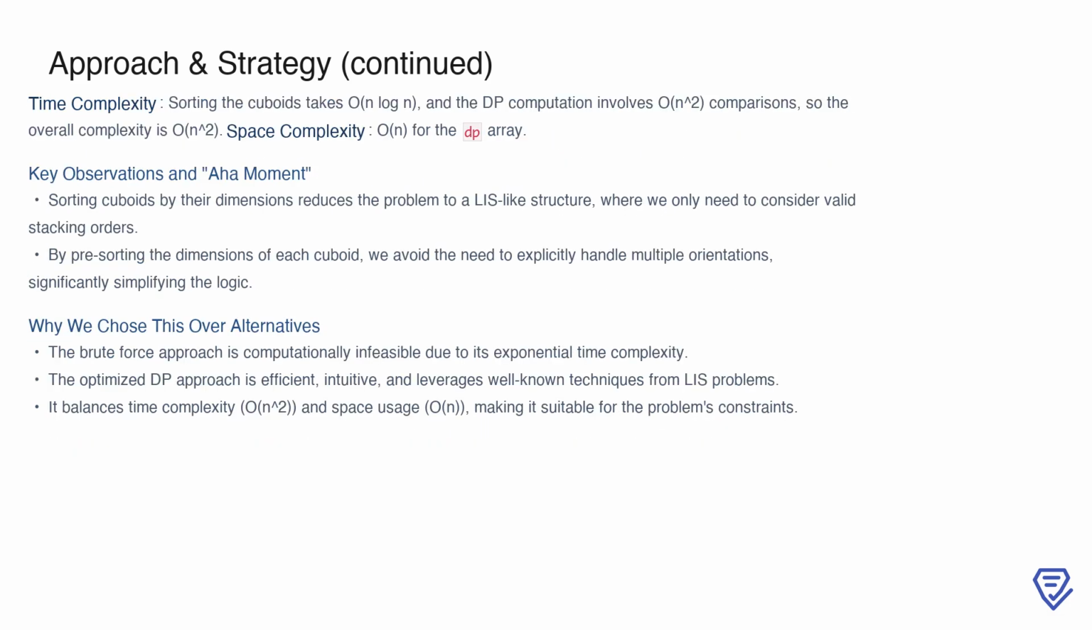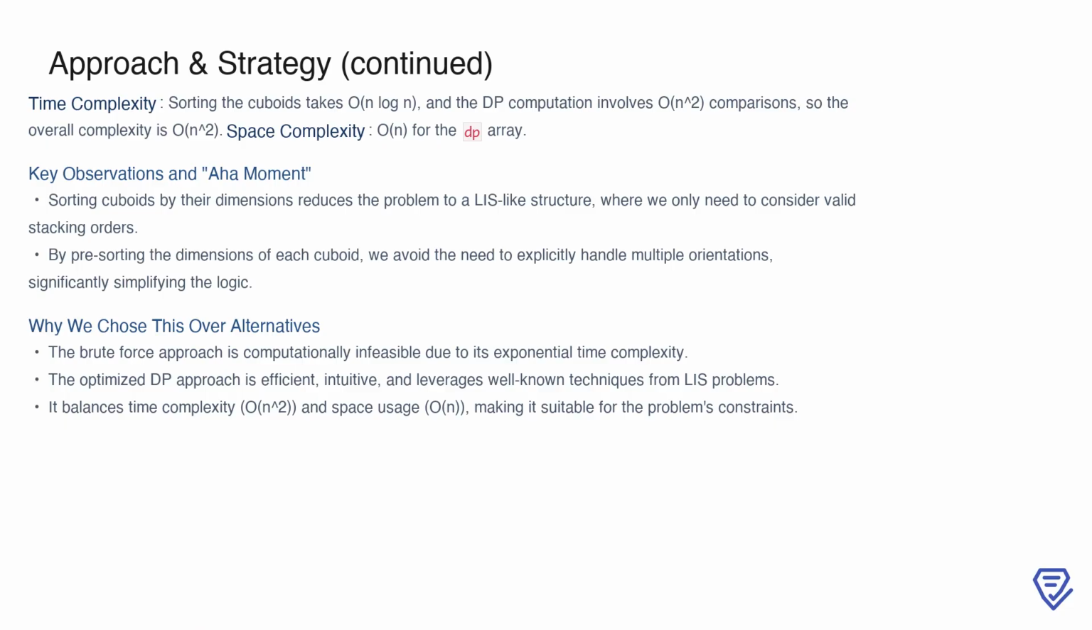The optimized approach has a time complexity of O(n squared), as the sorting step takes O(n log n), and the dynamic programming computation involves O(n squared) comparisons. The space complexity is O(n), as we only need an array to store the maximum heights for each cuboid.